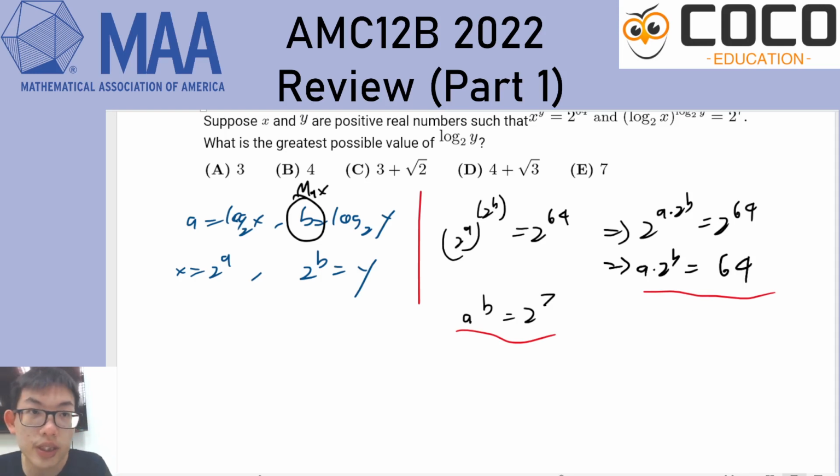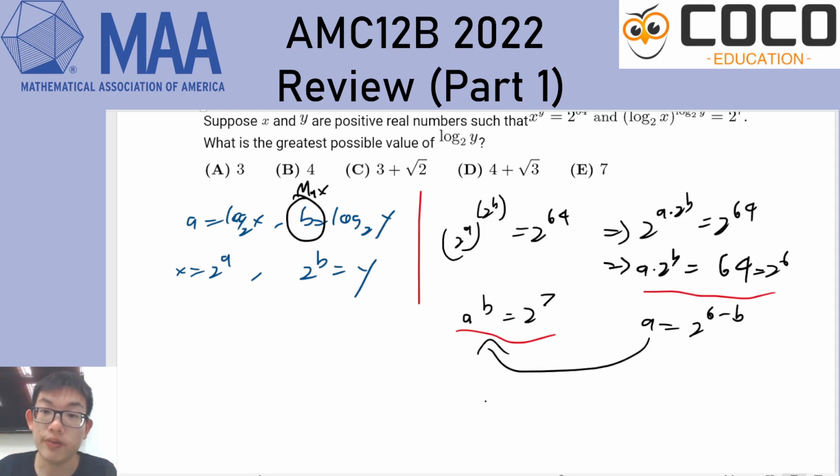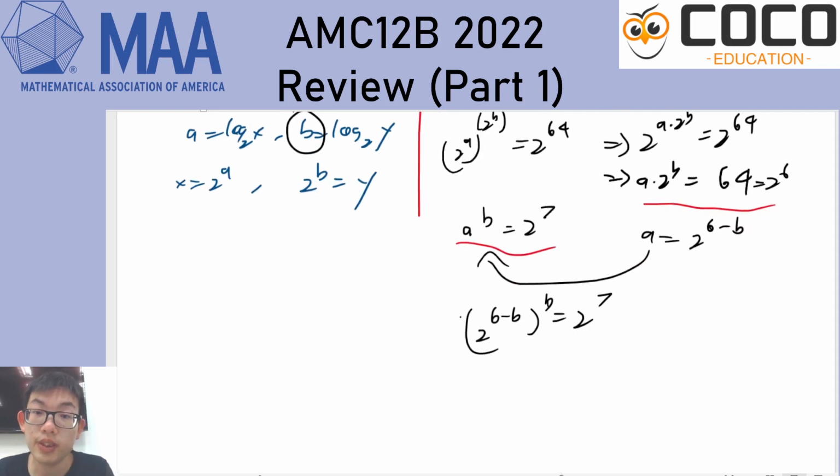Let's see, right? So actually I don't need to try everything. a times 2 to the b is 64. This is 2 to the power 6 again. So a is 2 to the 6 minus b. And okay, so this is just normal algebra. 2 to the 6 minus b, to the power of b. So 6 minus b times b equals 7.